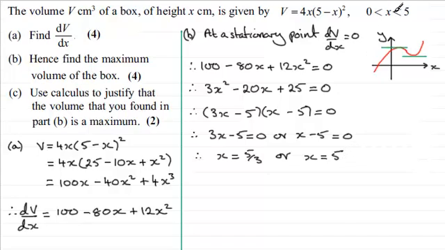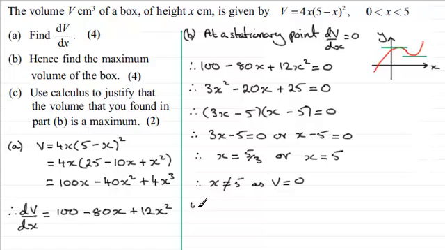Now x has to lie between 0 and 5, we're told. Obviously it can't equal 5 because 5 take away 5 would give us 0, and the volume would end up being 0. So we'll just say therefore x doesn't equal 5, as v would equal 0.